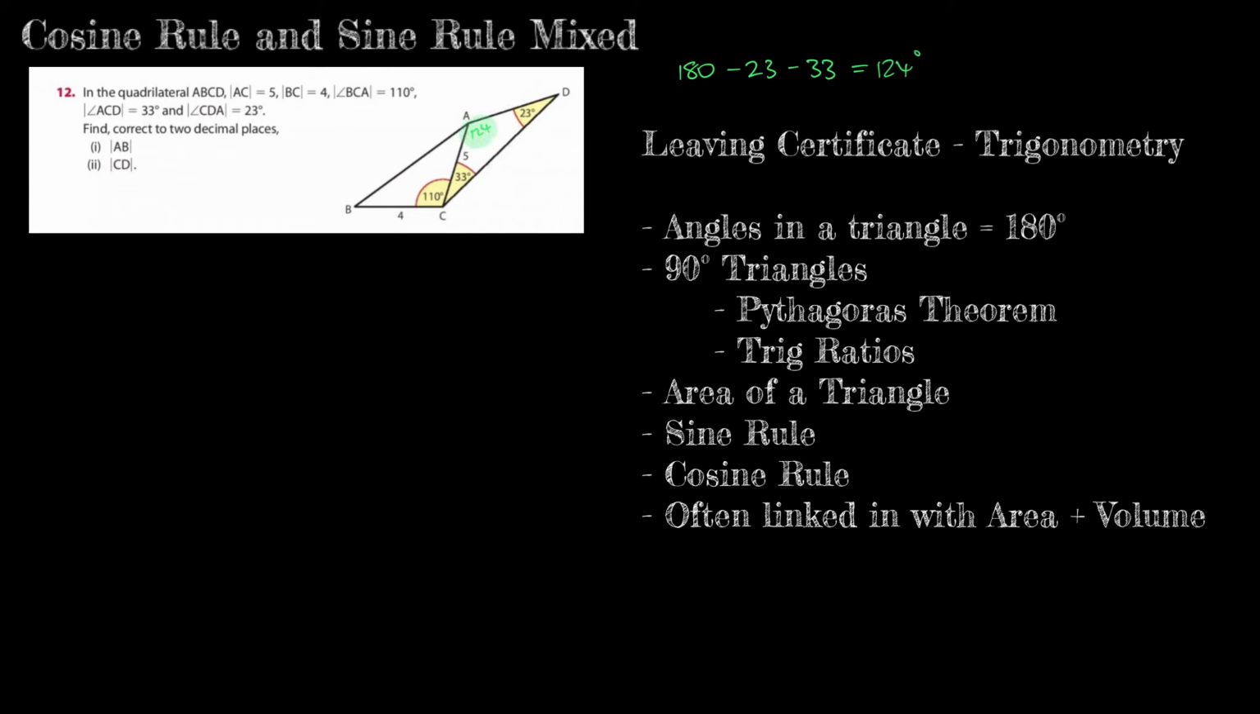Can I use that any place else? So angles in a triangle equal 180 degrees. I can't use that any place else because I don't know the lengths of these sides, and it doesn't say anything about these sides being equal, so I can't do anything else with that, right? The next one I need to look at is a 90-degree triangle. We don't have any 90-degree triangles, so we can't use Pythagoras' theorem, and we can't use trig ratios.